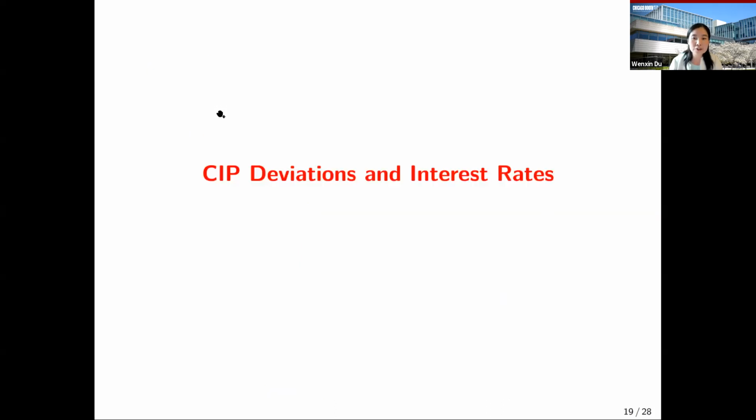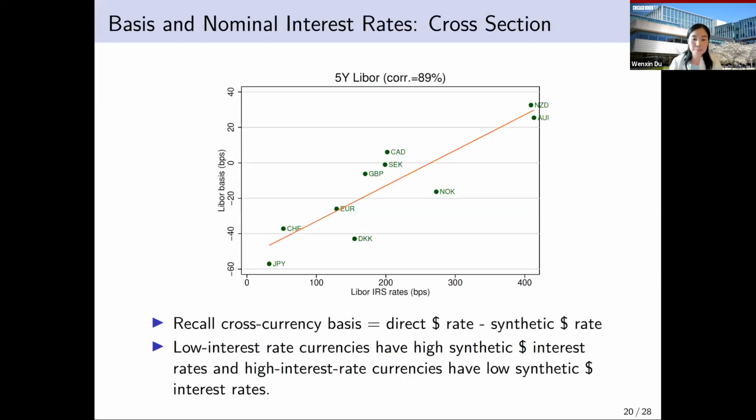All right. So finally, in a couple of minutes, I want to highlight a very, very important result in terms of the relationship between CIP deviation and interest rates. And the key result is, as you can see in this figure, the cross-currency basis, here I'm plotting LIBOR, you can get similar results for OIS or for other rates you pick, is positively correlated with the level of the basis. What does this mean? Again, recall the definition of cross-currency basis is the direct dollar interest rate minus the synthetic dollar interest rate.